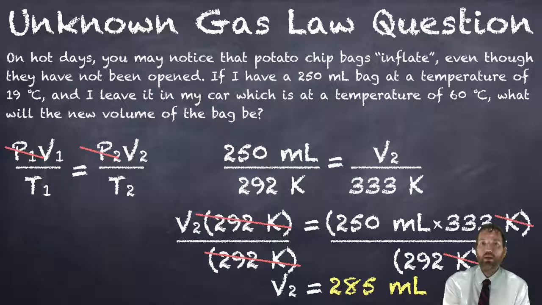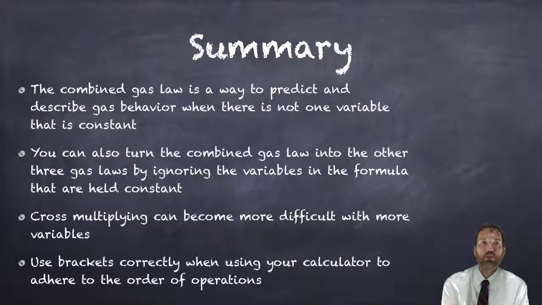It could have been turned into Boyle's law just by ignoring temperature if that wasn't a variable, or the other guy's law. Same idea. So in summary here, the combined gas law is a way to predict and describe gas behavior when there's not one variable that is held constant. But you can also turn the combined gas law into the other three gas laws by ignoring the variables in the formula that are held constant.